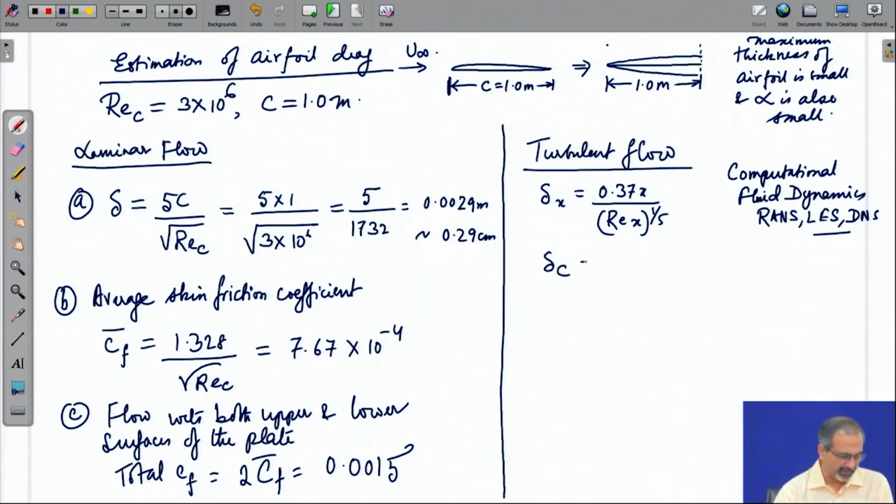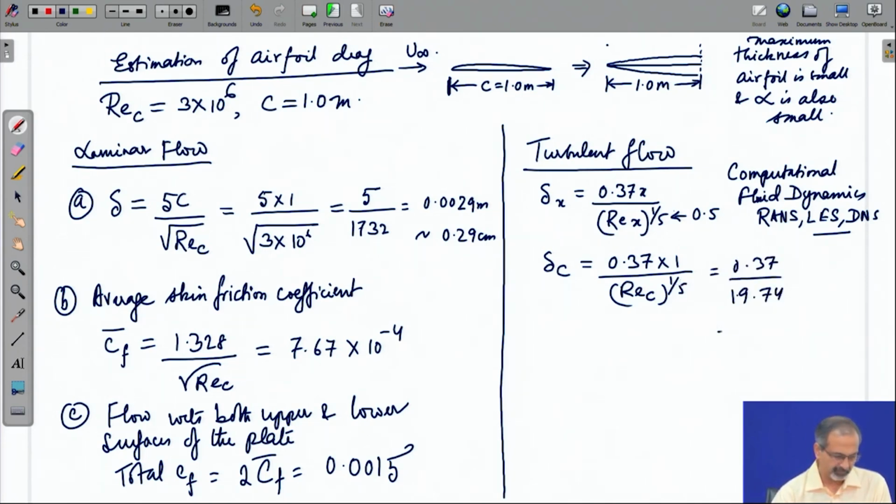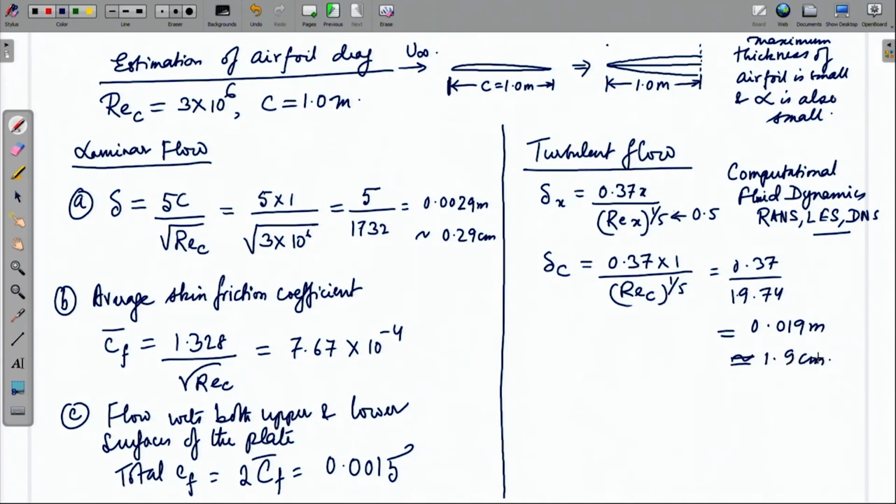So, for the chord length, this turns out to be 0.37 times the chord length itself by Re_c raised to the power of 1/5. So, for laminar boundary layer this was 0.5, while here it is 0.2, mind it. So, that turns out to be approximately 0.019 meter, that is 1.9 centimeter, which is way thicker than what you had for the laminar case. So, this is the boundary layer thickness.